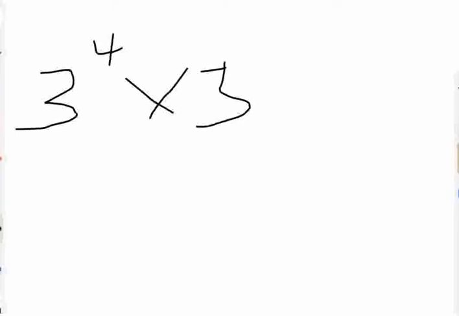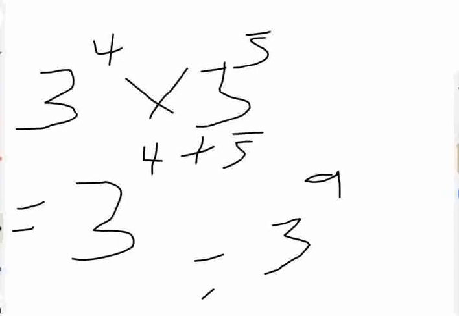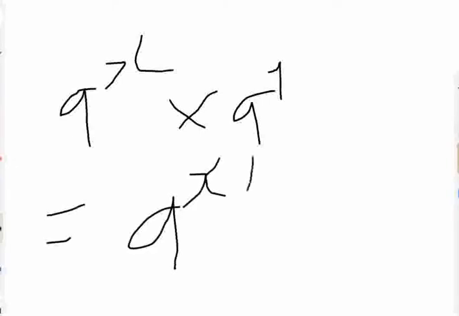So if you have again 3 to the power of 4 times 3 to the power of 5, this is equal to 3 to the power of 4 plus 5, which is equal to 3 to the power of 9. Does that make sense to you? Hence, we can say when we have a to the power of x times a to the power of y, this is equal to a to the power of x plus y.